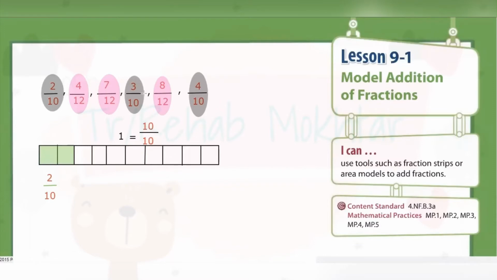What about 3 out of 10? This fraction represents 3 parts out of 10. I will shade it with a different color. 3 parts out of 10. Then I will shade 4 parts out of 10.